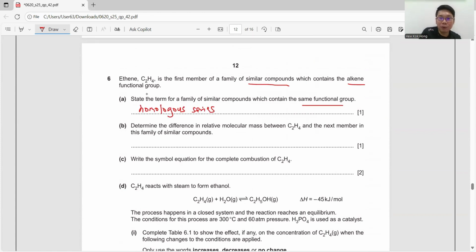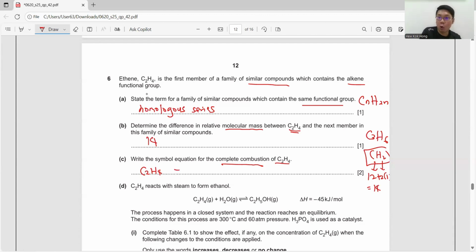Then determine the difference in relative molecular mass between these and the next member. So the next member we know is C3H6, because we know all alkenes have the general formula CnH2n. So the mass difference is CH2. C is 12, H is 1, so I have 2 times 1, so the total mass is 14.